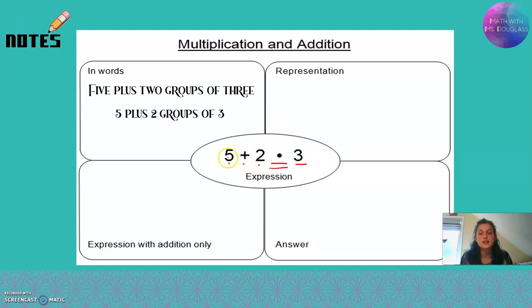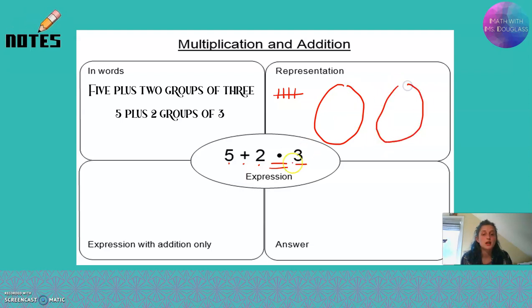Watch how I draw this. This 5 is not in a group. So I'm just going to do 1, 2, 3, 4, 5 on its own. Plus 2 groups. I'm going to draw myself 1 group, 2 groups, with 3 in each group. 1, 2, 3, 1, 2, 3. This is my representation, my picture of this problem.